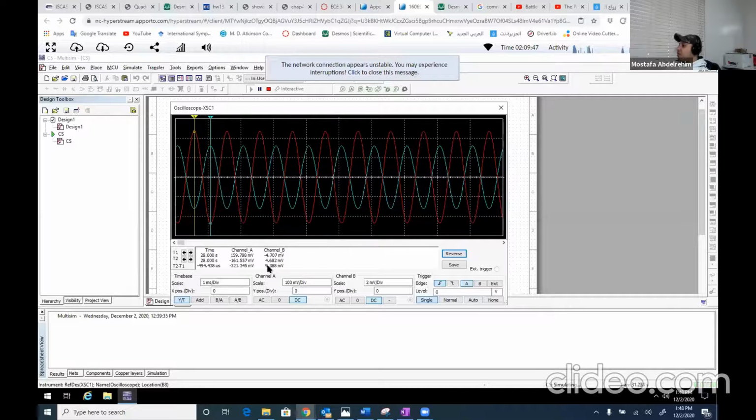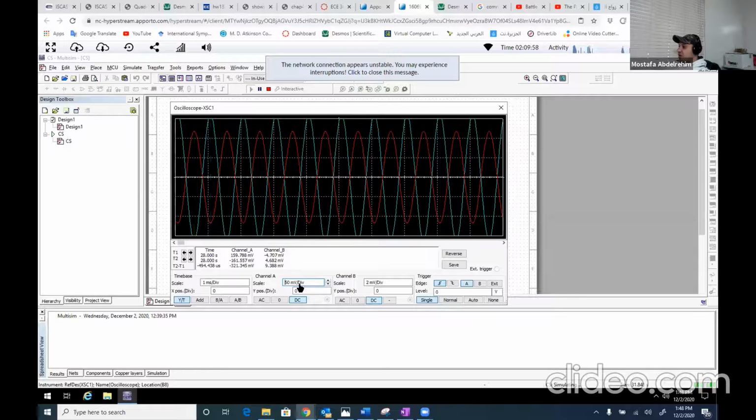One thing to notice, guys, the input is not bigger than the output. No, the scale is different. So let's change the scale. Let's make the scale of the output a little bit bigger. Look, this is at 50 millivolt. If I make this 50 millivolt as well, it will be very small. Look, very small. Okay.